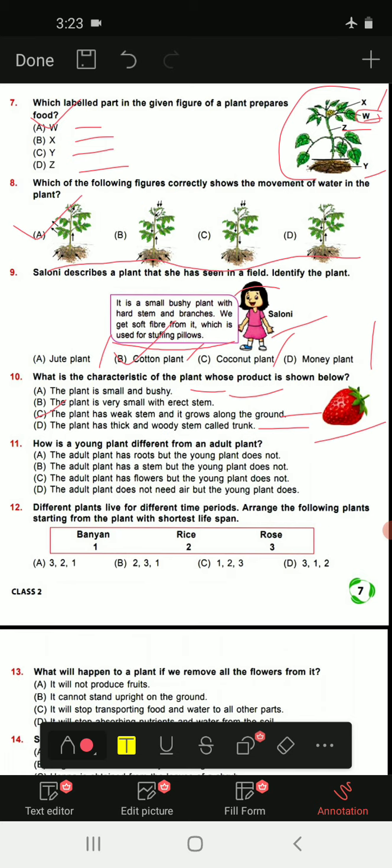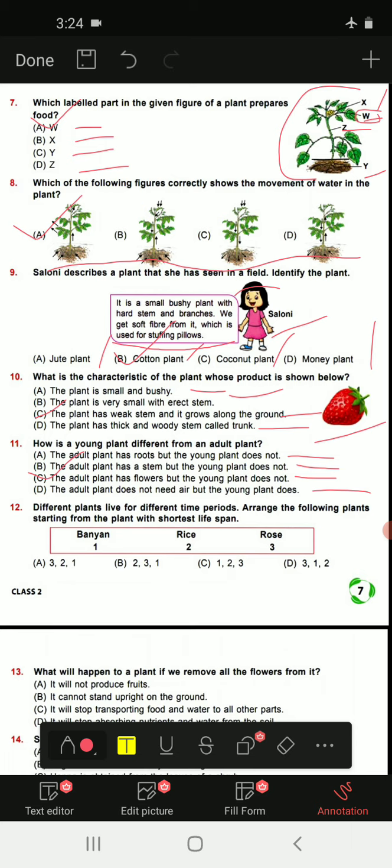Next question, how is the young plant different from an adult plant? Option A, the adult plant has roots but the young plant does not. Option B, the adult plant has a stem but the young plant does not. Option C, the adult plant has flowers but the young plant does not. And last option, the adult plant does not need air but the young plant does. So which option is correct? Option C, the adult plant has flowers but the young plant does not.